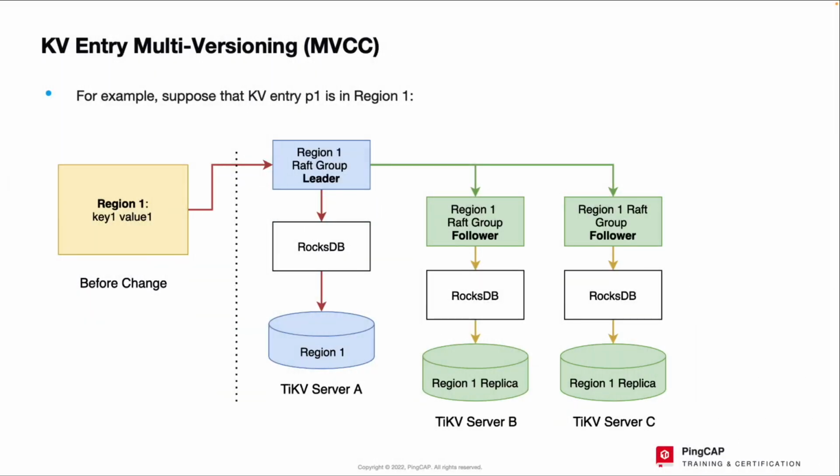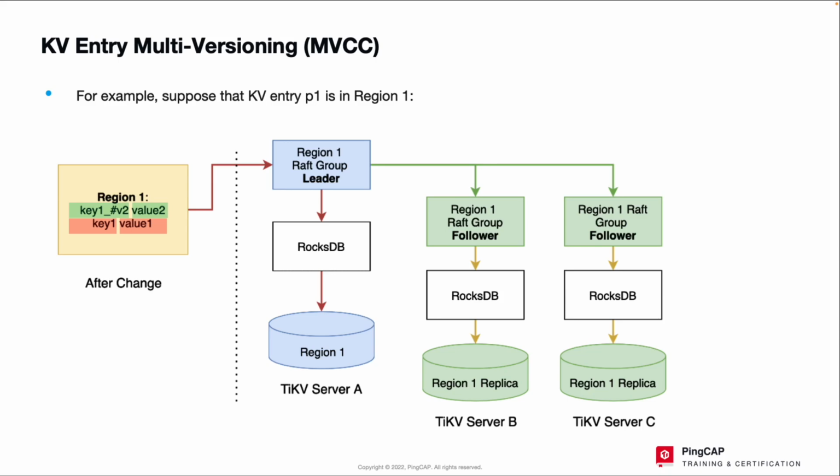Let's go up one level from the Raft protocol. Let's talk about MVCC, which means multi-version concurrency control. The version number comes from the timestamp oracle. When a row or a key value pair is updated, both old and new entries are stored in TiKV. Essentially, it is implemented by adding the version number after the key.